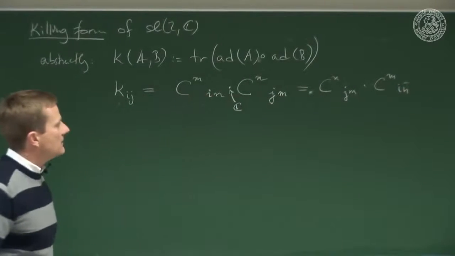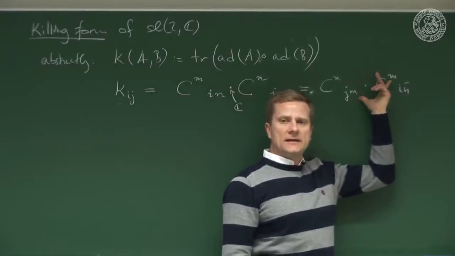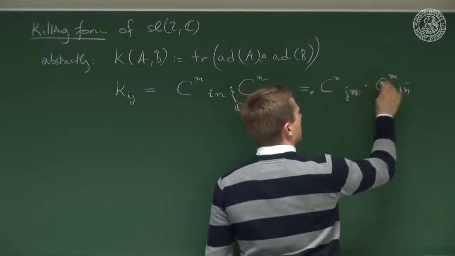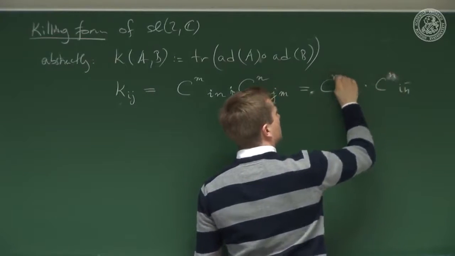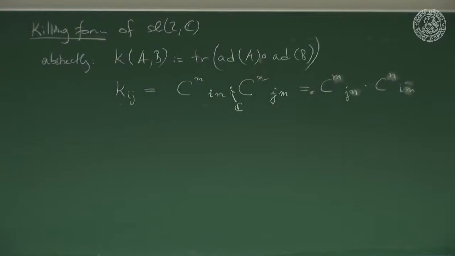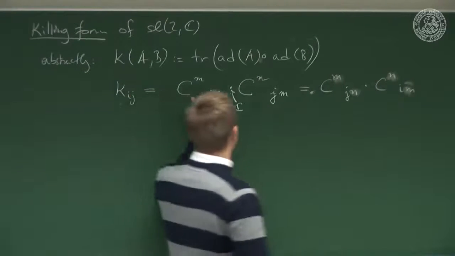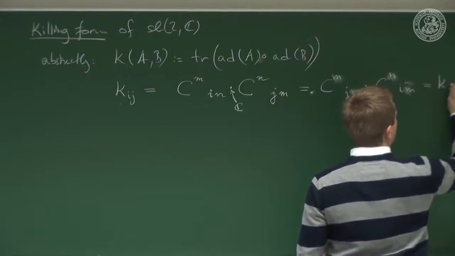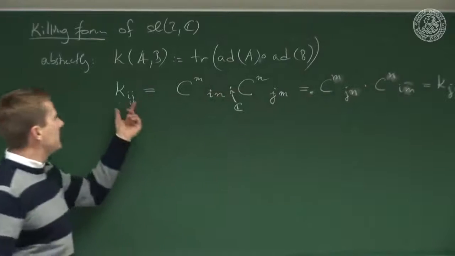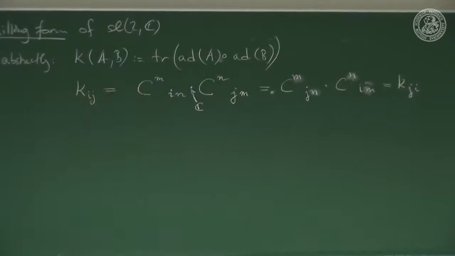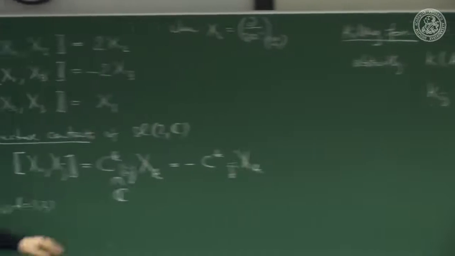And after you did that, you're fully free to rename, to relabel these dummy indices m into n, if at the same time you relabel the n's into m's. They're just dummy indices. But now, carefully looking at this and taking into account this definition, this is, of course, kji. And of course, the killing form is symmetric.